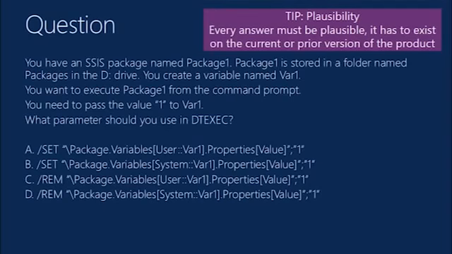So I'm going to go with A or B. And then if I play my little game of spot the differences, I notice the only difference between A and B is whether I should be setting user var1 or system var1. Now, for a system variable, it says I created a variable named var1. Well, if I created the variable, it's not a system variable, so I'm going to go with A.